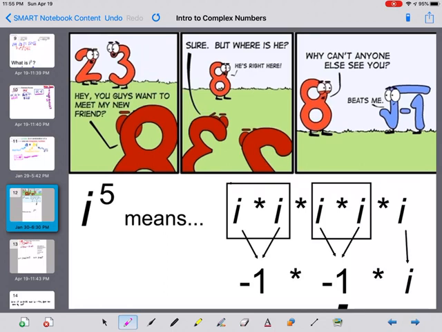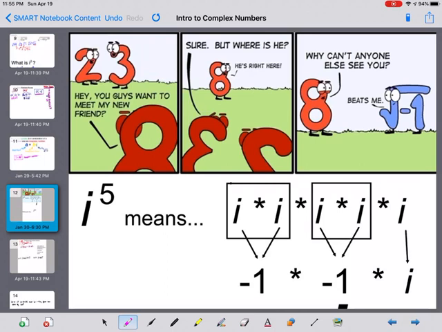Hey, you guys want to meet my new friend? Sure, but where is he? Well, he's right here. Why can't anyone else see him? Beats me. Ha ha ha. Nobody can see him because he's imaginary. He's an imaginary friend. All right, you don't have to laugh at my bad jokes.